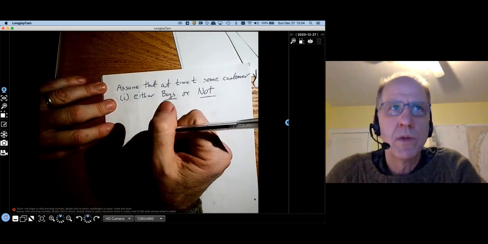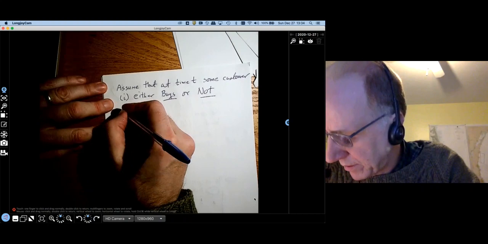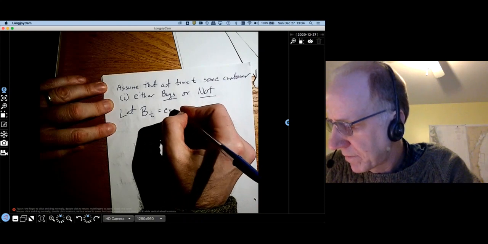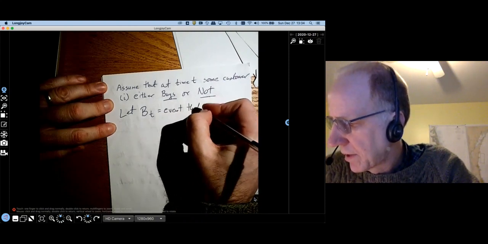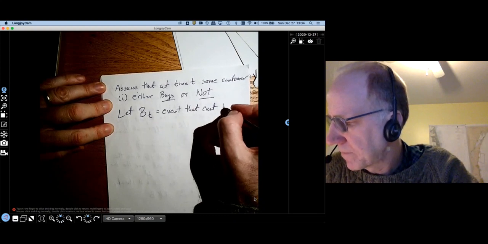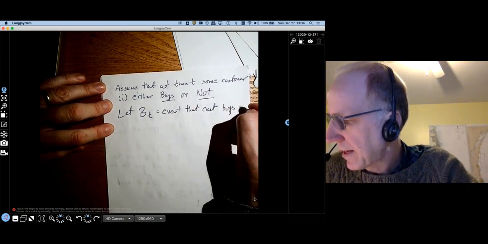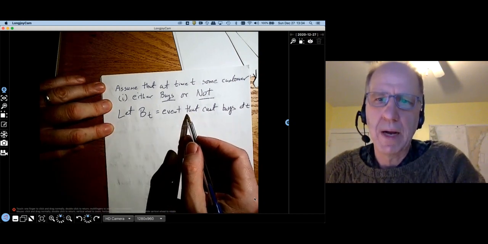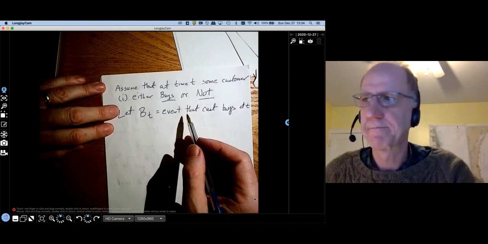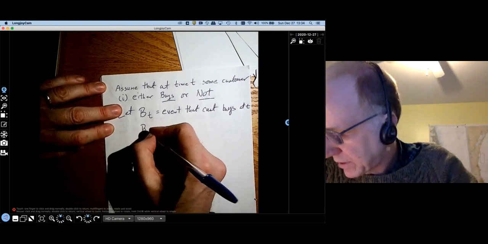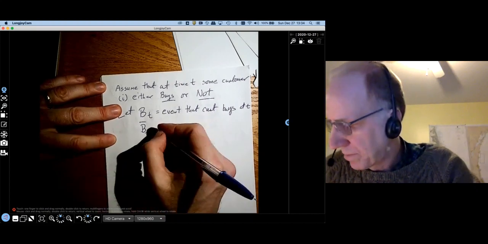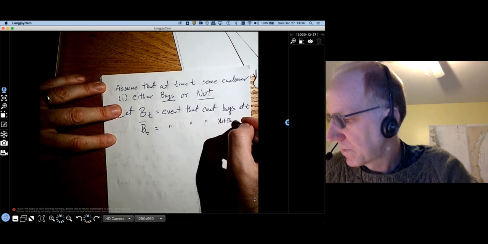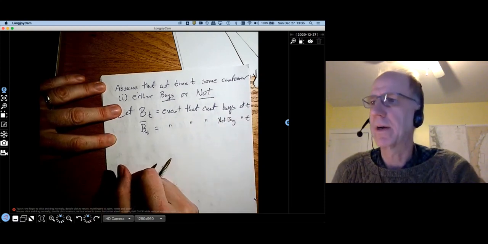If you want to use the concepts from elementary probability theory, you could say let B sub t equal the event that the customer buys at time t. So during month t of my life, I decide to buy an airline ticket from American Airlines. Then, of course, B sub t with a bar over it would be the event that the customer does not buy at time t.